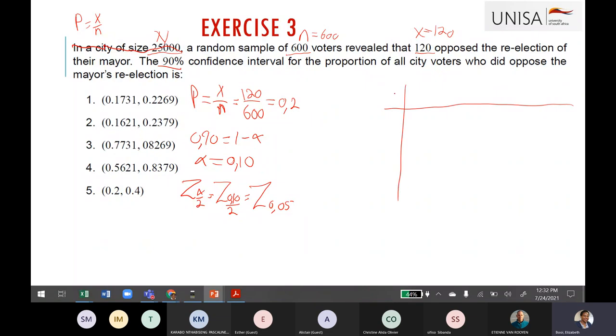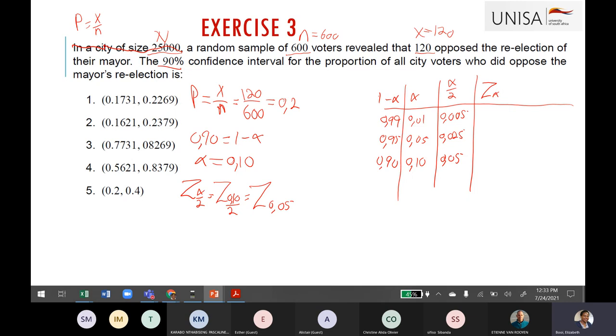So I'm going to repeat again on the side somewhere. You can do what we call 1 minus alpha, which will be your 0.99, 0.95, 0.90, which are those that I know by now. So we know that this alpha will be 0.01, this will be 0.05, this will be 0.10. And if we want alpha divided by 2, this will be 0.005, this will be 0.025, and this will be 0.05.